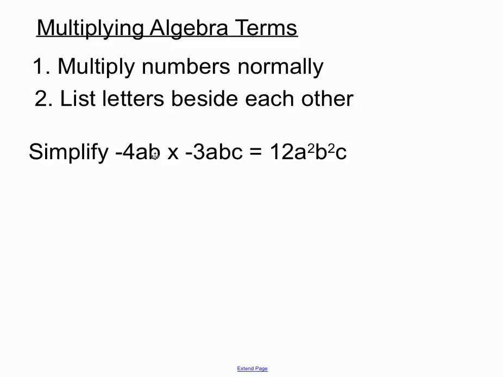So interesting question. We had two minuses making a plus when they multiplied, although 4 times 3 is always going to be 12. A squared because we have two A's multiplying with each other. B squared because we have two B's multiplying with each other. And C just gets listed. And that's the end of the video on multiplication of algebra terms.